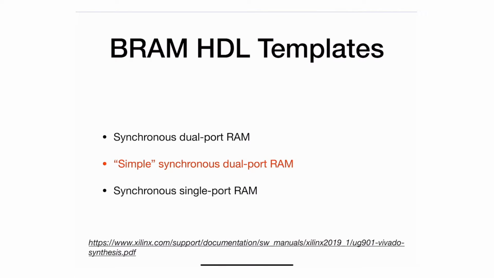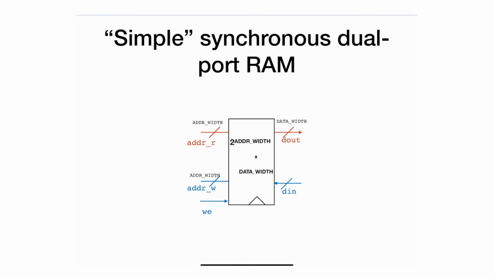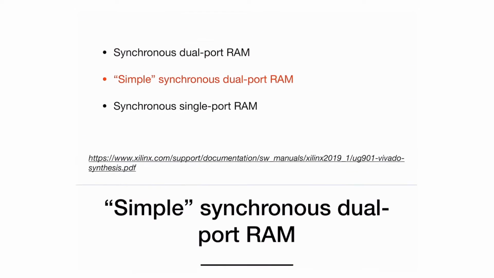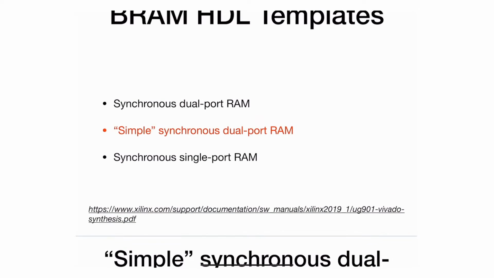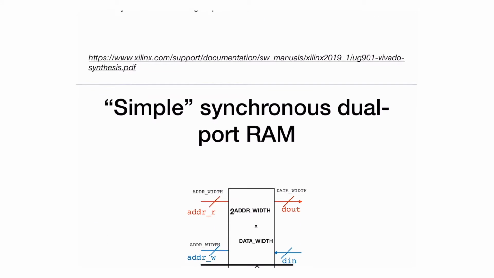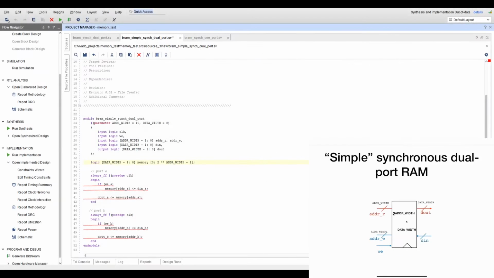So let's build another BRAM, and now we're going to do the simple synchronous dual port RAM. What you're going to see is, as opposed to the dual RAM that we've seen, here I have 2 ports. One is dedicated read and the other one is dedicated write. In comparison, the synchronous dual RAM you've seen before had 2 ports, each one of which can be read or write. Now we're going to have a dedicated read and a dedicated write. That's the difference. So let's go to Vivado and see what we need to do.